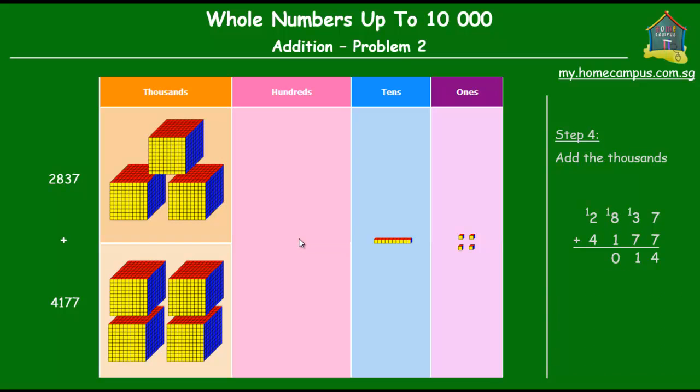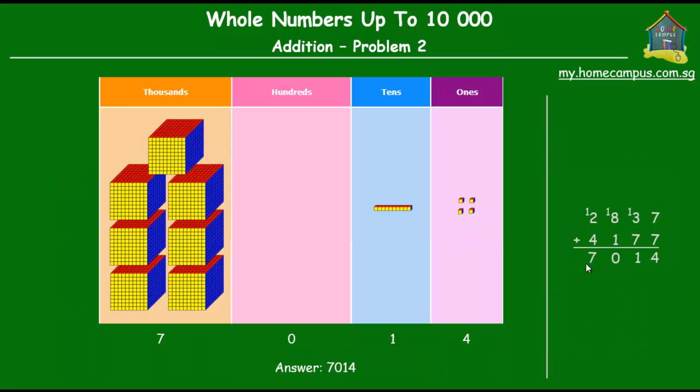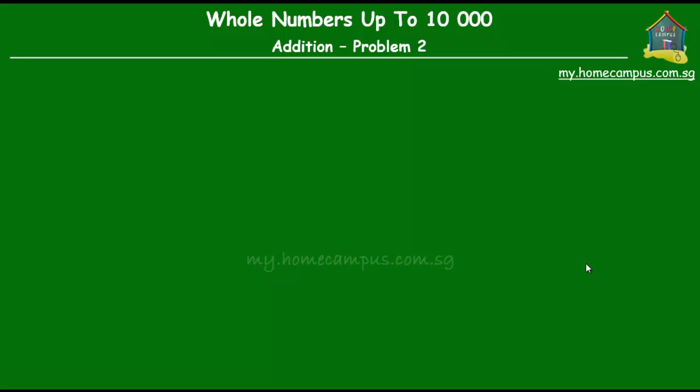Okay. Lastly, we add the thousands. We have the 1,000 that was carried over when regrouping the 10 hundreds. Then we have the 2 thousands from the first number and the 4 thousands from the second number. So 1 thousand plus 2 thousands plus 4 thousands is equal to 7 thousands. And there's no regrouping needed here, so that's that. So what do we have? Finally, we have 7 in the thousands place, 0 in the hundreds place, 1 in the tens place, and 4 in the ones place. So our answer is 7,014.